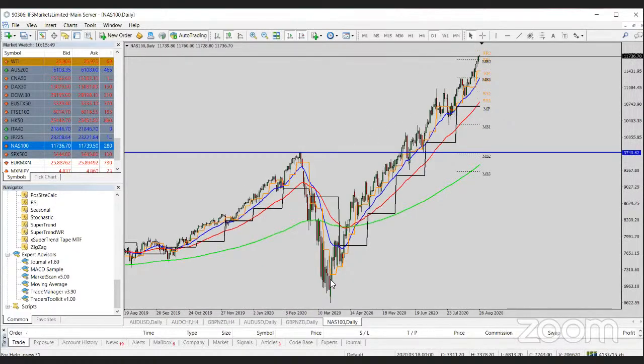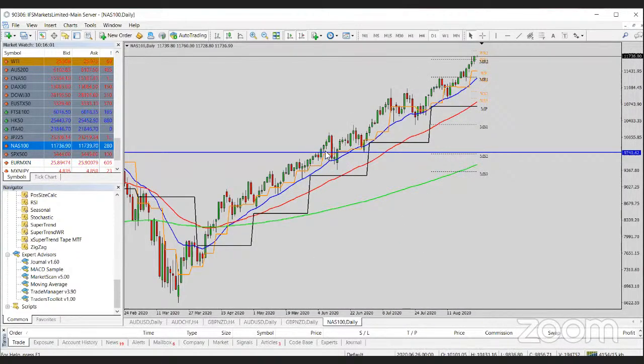We had a crash. Everyone thought it was doom and gloom. It recovered within 2 months, pretty much. And then it took out that all-time high, and it has just kept on going. It just hasn't looked back. Trend after trend after trend, higher highs, higher lows. I mean, that has just been the gift.